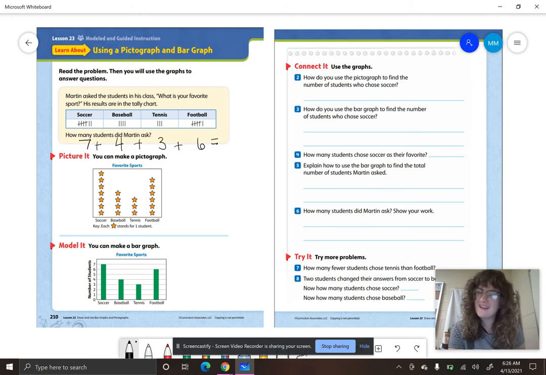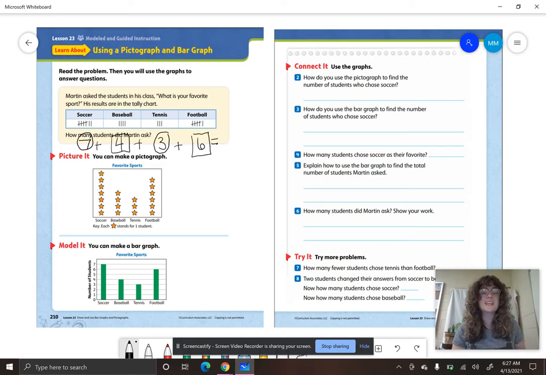Well, do you know what we can do to solve this problem faster? We can find parts that make a 10. Do you see 2 parts that can make a 10? I do. 7 plus 3. 7 plus 3 makes 10. Do you see 2 more parts that can make 10? I do. 4 plus 6.